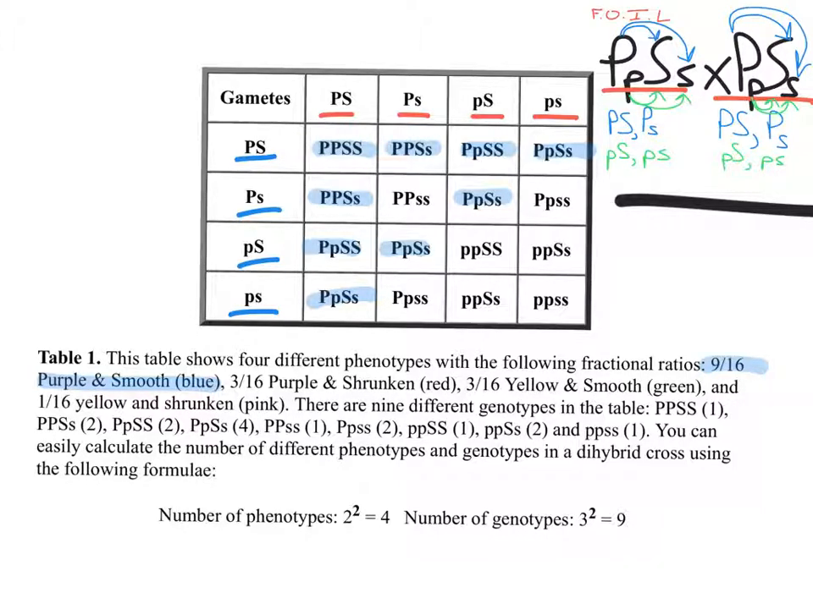All right, so the next one is red. It says purple and shrunken. So this is purple and shrunken, right? This is purple and shrunken. This is purple and shrunken. And those are the only ones that are purple and shrunken. Do you agree? Okay. So there's 3 out of 16. Yellow and smooth would be yellow and smooth, yellow and smooth, yellow and smooth. Again, 3 out of 16. And the last one is going to be yellow and shrunken, and we're going to color it pink. Yellow and shrunken then is just this last one here, this double homozygote recessive.